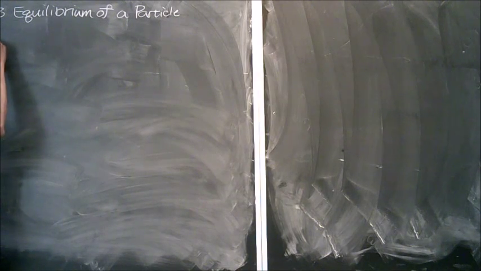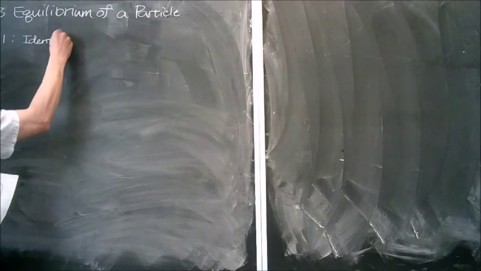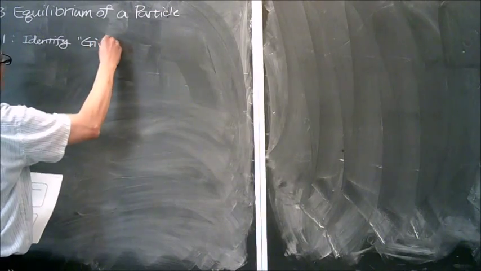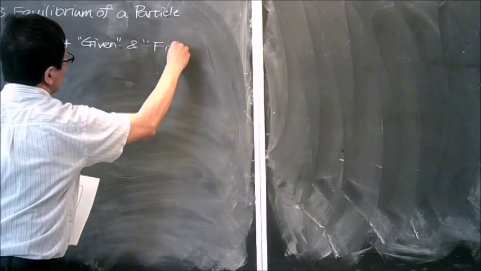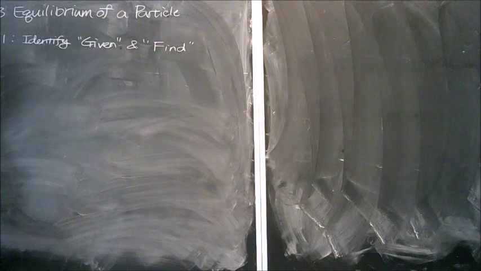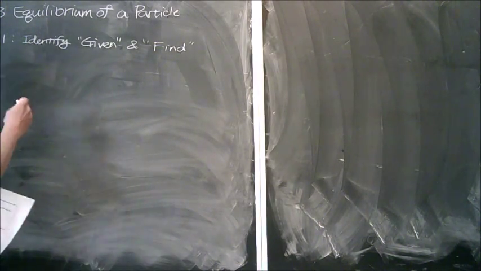follow. Step 1, if you see a problem, the first step is to identify what is given and what you need to find. Essentially, I'm asking you to rewrite the problem statement yourself, because if you don't know what the problem is talking about, how can you get me a correct answer? That part is a very important thing that you need to do.